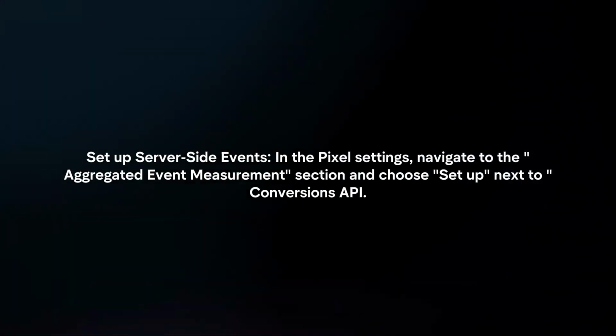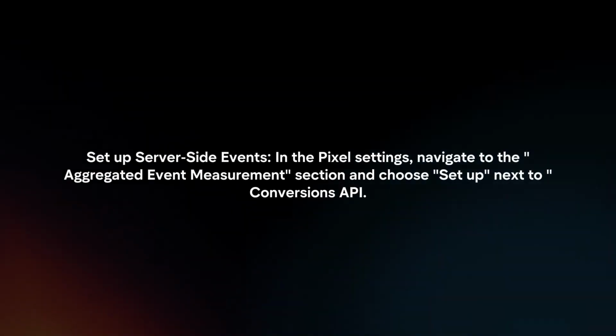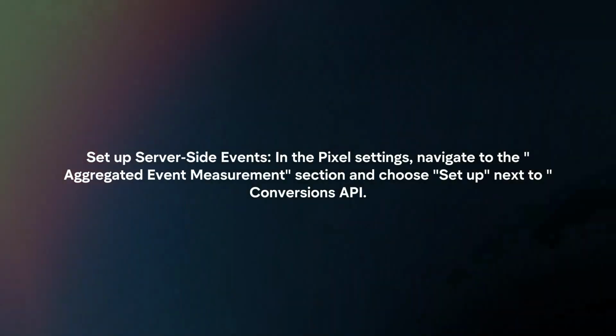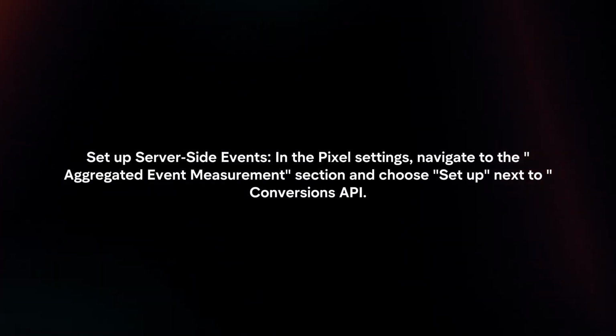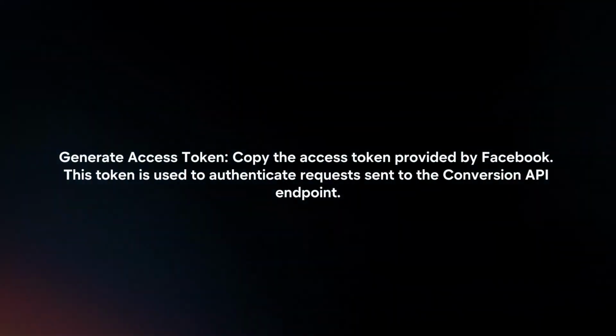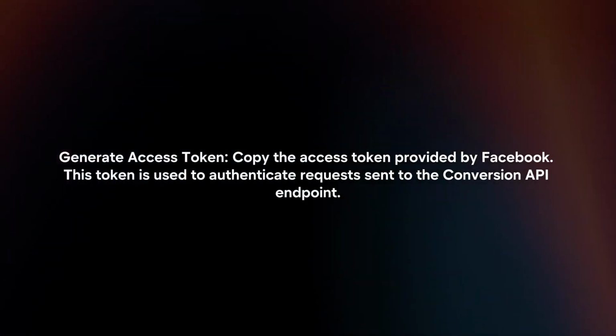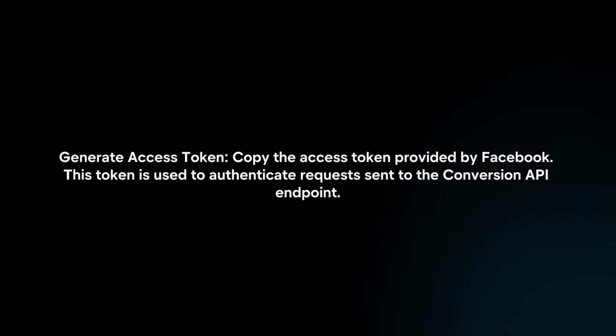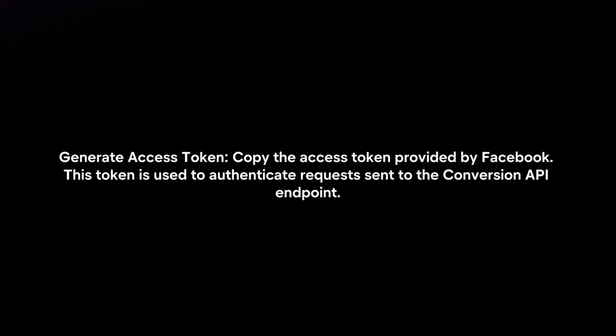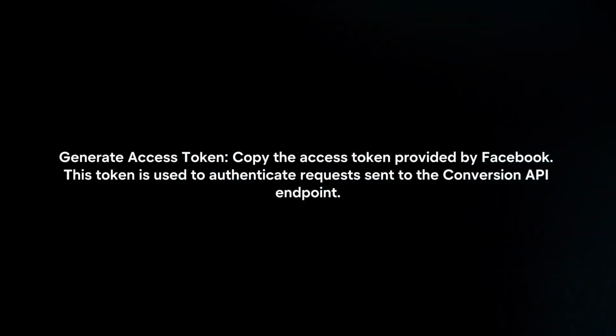Set up server-side events. In the pixel settings, navigate to the Aggregated Event Measurement section and choose Setup next to Conversions API. Generate Access Token. Copy the access token provided by Facebook. This token is used to authenticate requests sent to the Conversion API endpoint.